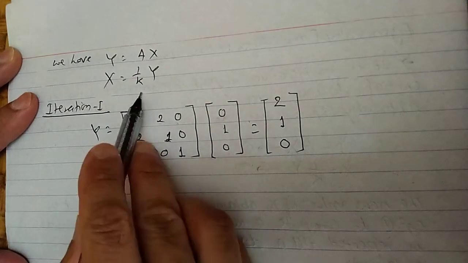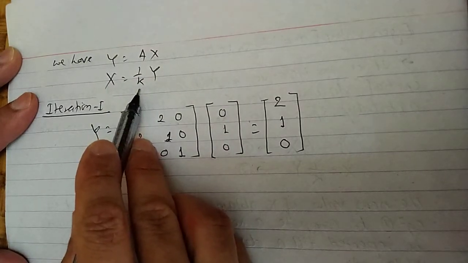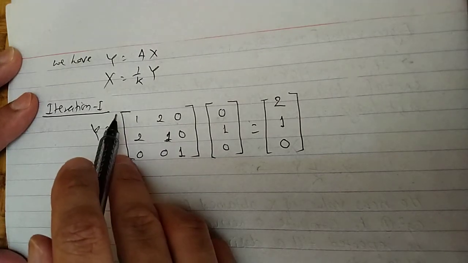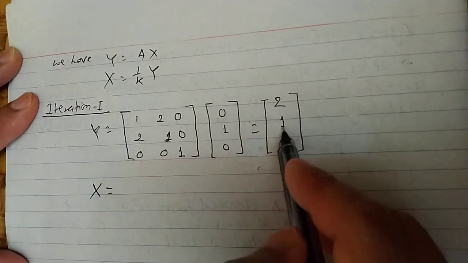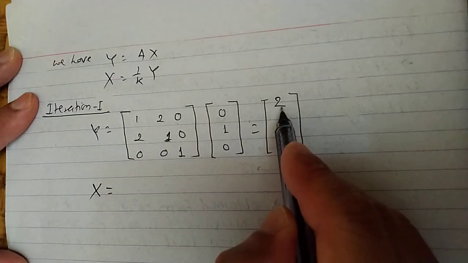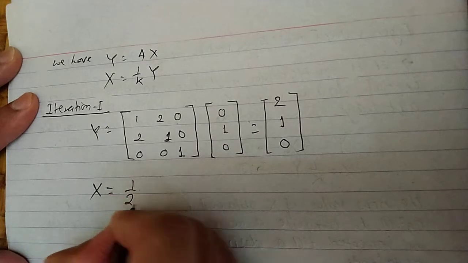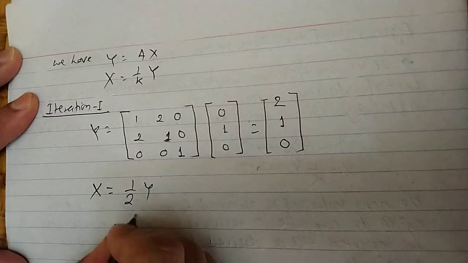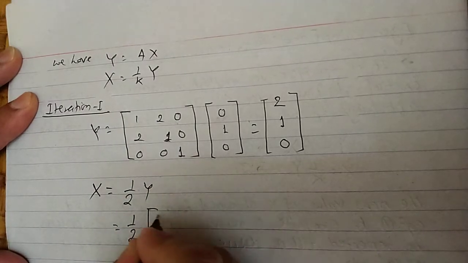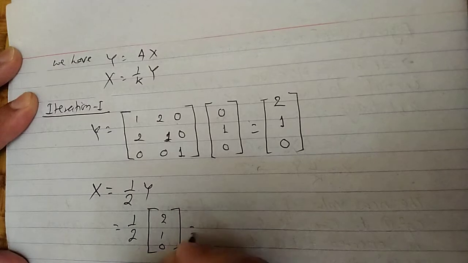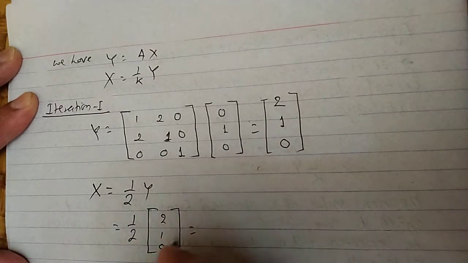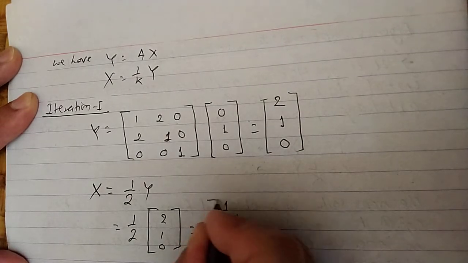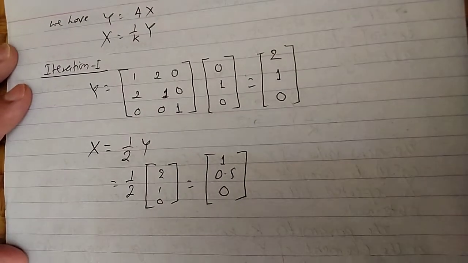And now calculate the value of x. So x is 1 by k times y. What is k? The largest element in y, the element in y having the largest absolute value, largest magnitude. So y is 2 1 0, and its largest value is 2. So the value of k is 1 by 2 times y. So y is 1 by 2 times 2 1 0, or like taking the largest value common. If you multiply here, this becomes 1, 0.5 and 0. Got it, so you have a new value of x.